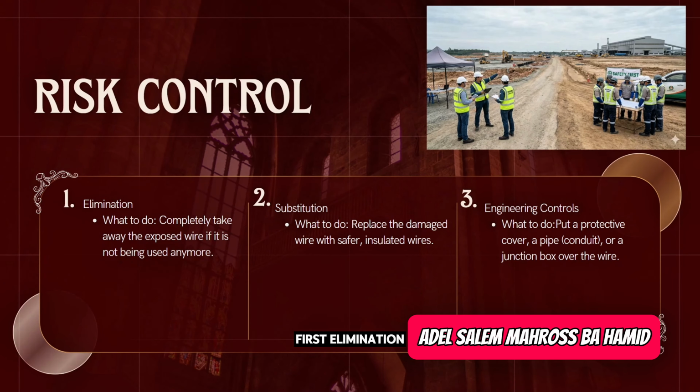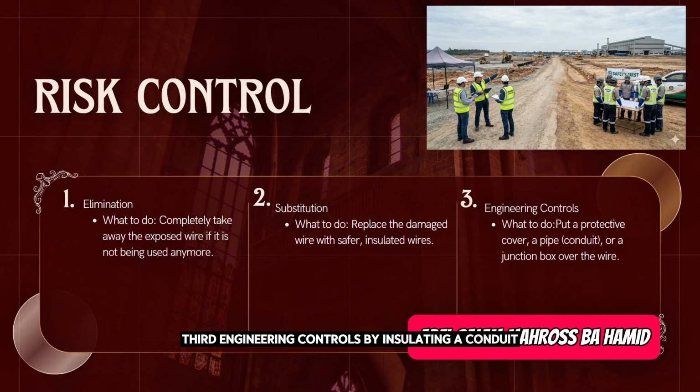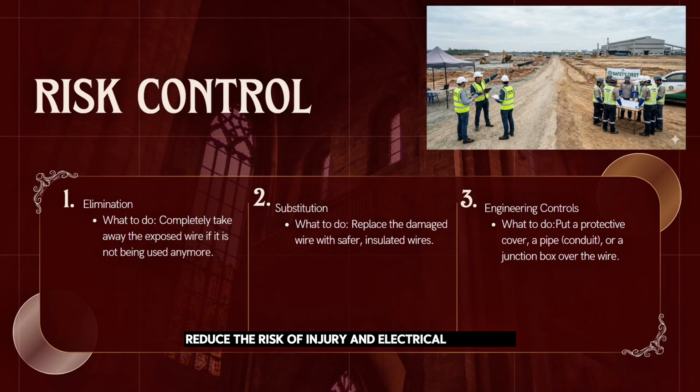First, elimination by removing the wire completely if it's not longer required. Second, substitution by replacing the damaged wire with a safer installed wire. Third, engineering controls by inserting a conduit, protective cover, or junction box to prevent direct contact with the wire. These measures can significantly reduce the risk of injury and electrical accidents.